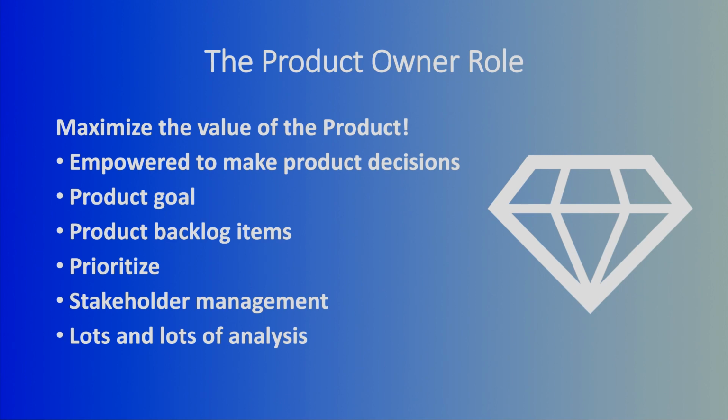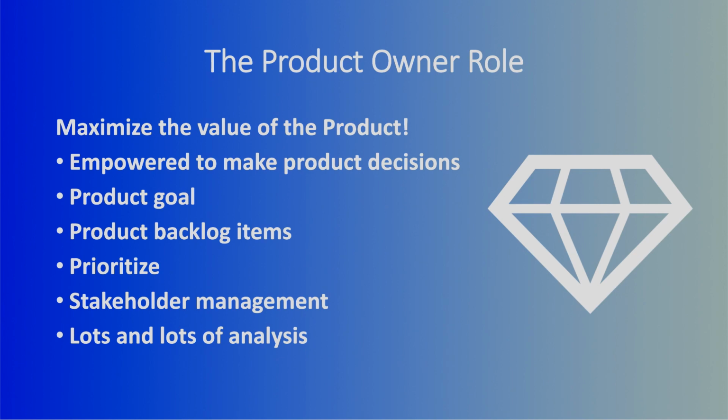So the role of the product owner is to maximize the value of the product, and they do that with the Scrum team. So anyone doing the product owner role needs to be empowered to make product decisions, and they need to be comfortable and capable of doing that. They also need to have a product goal. They need to have a roadmap, a vision for their product, where they want to take it. They need to create and manage product backlog items. They need to prioritize the work, right?